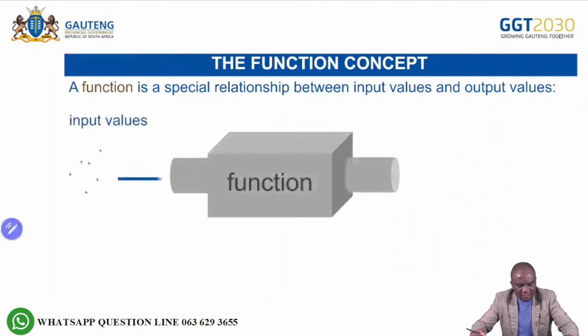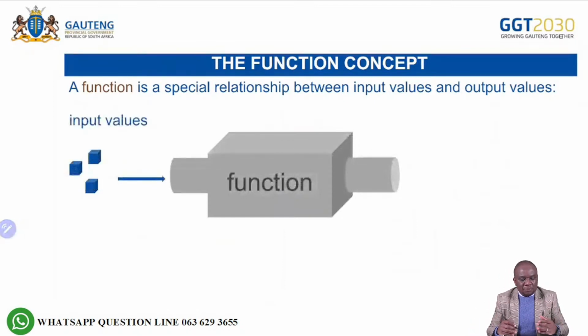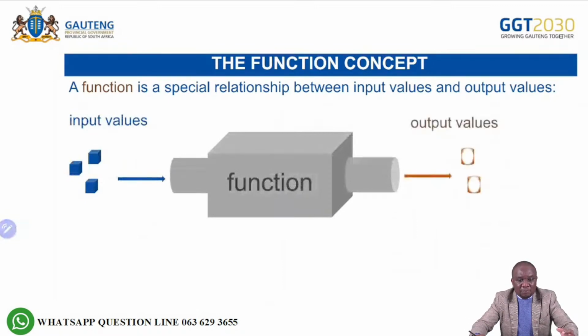Like here we have a function, we have our input values that go into the function, and then the function will change the input values into output values. I made them different because the output values are not the same as the input values. See that? But they depend. The output values will depend on the function and the input values. So that's why they are called dependent values or dependent variables.